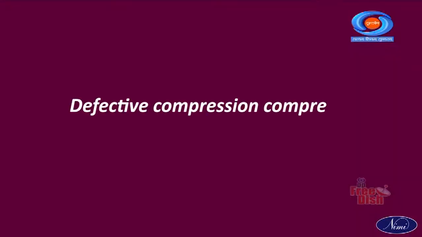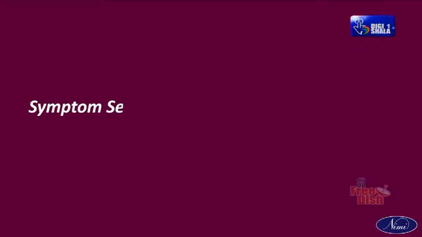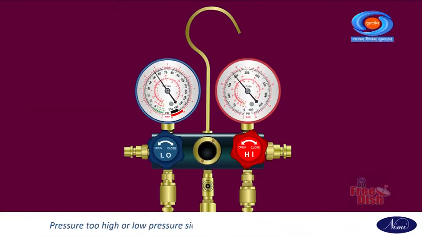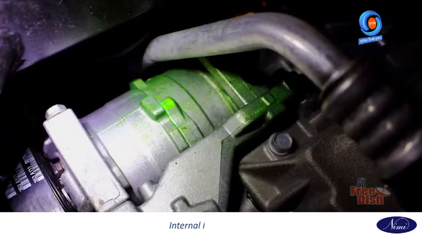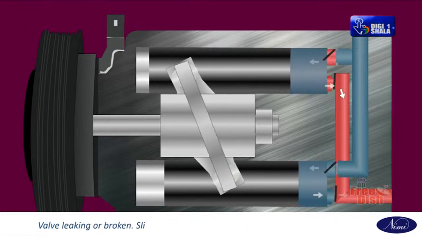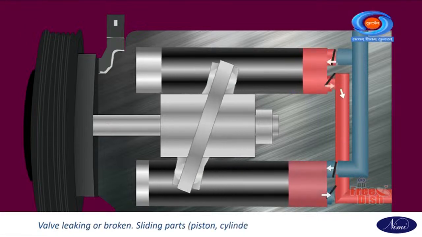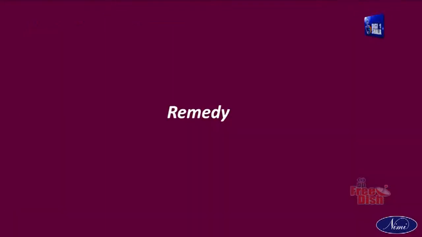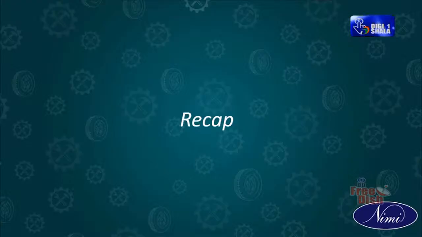Defective compressor. Condition: does not cool. Symptoms seen in the refrigeration system: pressure too high on the low pressure side, pressure too low on the high pressure side. Probable cause: internal leak in the compressor. Diagnosis: compressor defective, valve leaking or broken, sliding parts, piston, cylinder, gasket, connecting rod, etc. Remedy: replace compressor.